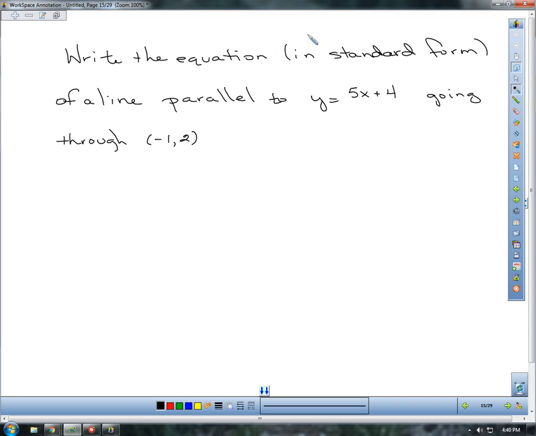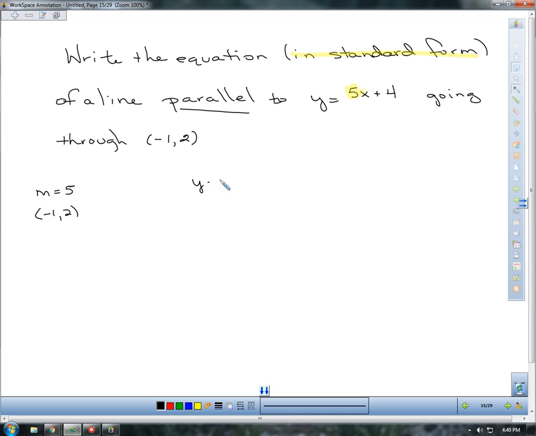Alright, so this one I did a little bit extra challenge, and I'm just kind of reviewing over the last couple days. We have to give our equation in standard form, and I want to be parallel to this one going through this point. Okay, well, the only thing I need from this line is its slope, and I want to be parallel to it, so I know my new slope is going to be 5, and I need to go through the point 1, 2. So let's go ahead and get our point slope form and work from there.